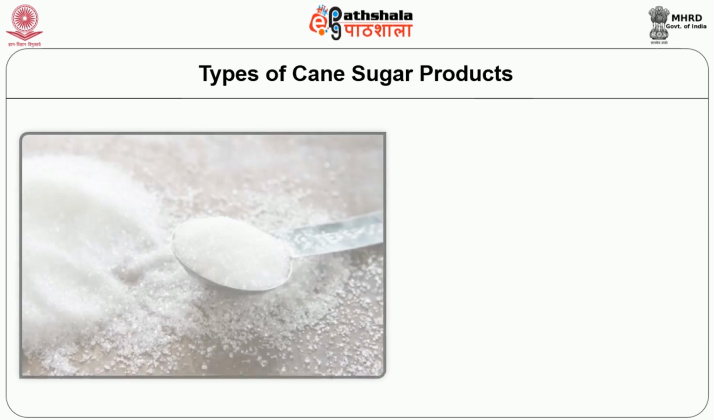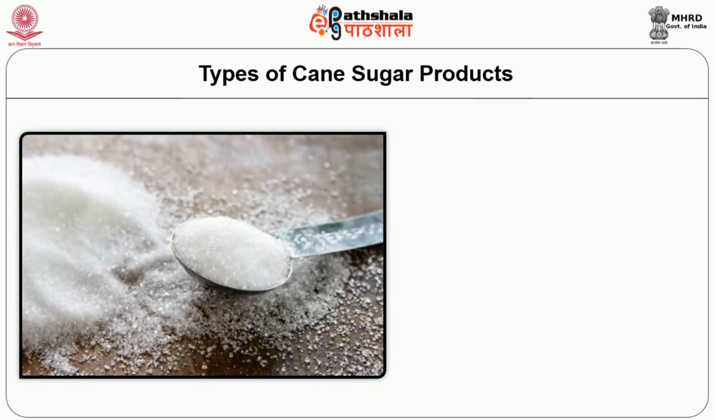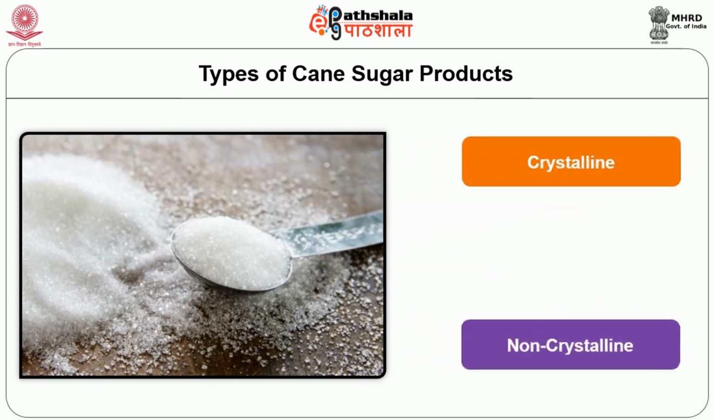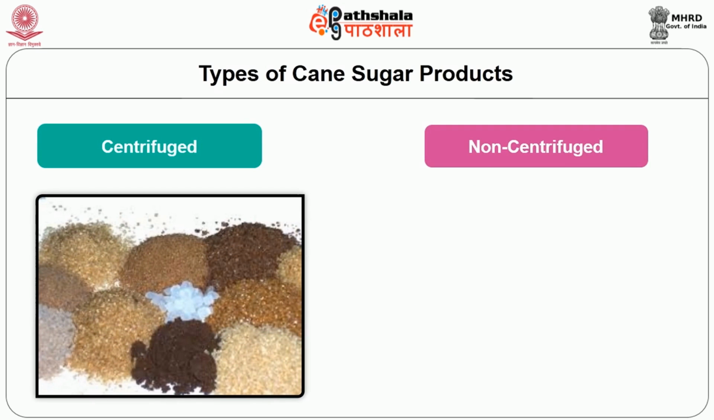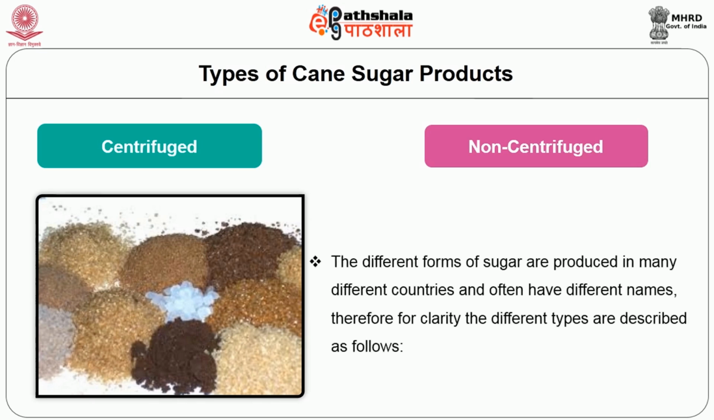Let us see types of cane sugar products. Processed sugar comes in 2 forms, non-crystalline and crystalline, of which there are 2 basic types, centrifuged and non-centrifuged. The different forms of sugar are produced in many different countries and often have different names. Therefore, for clarity, the different types are described as follows.